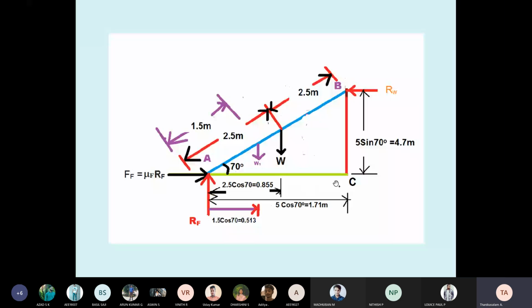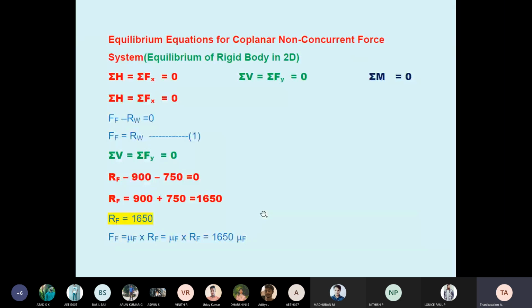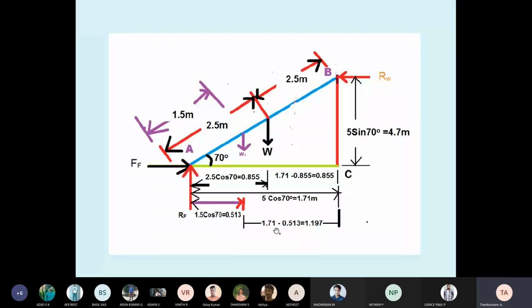What is the balance distance? With respect to C, what is the balance distance? Similarly, with respect to C, what is the horizontal distance of W1? That's why we calculate here. See here, we calculated 1.71 minus 0.513. That is the man's distance. Why did we calculate it? Because we are taking moment with respect to B point. Okay, so you have to choose the reference point, A or B. I am choosing B point because in this question we want F or mu F. That's why I am choosing B as the reference point.